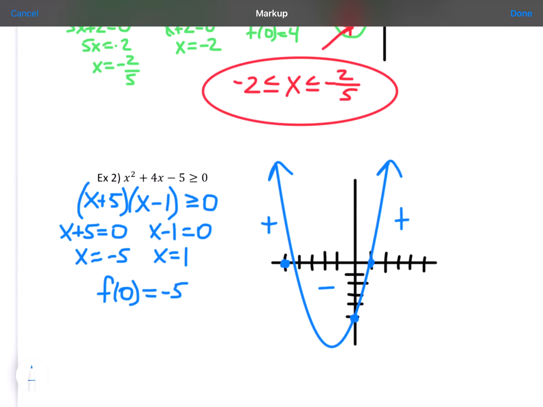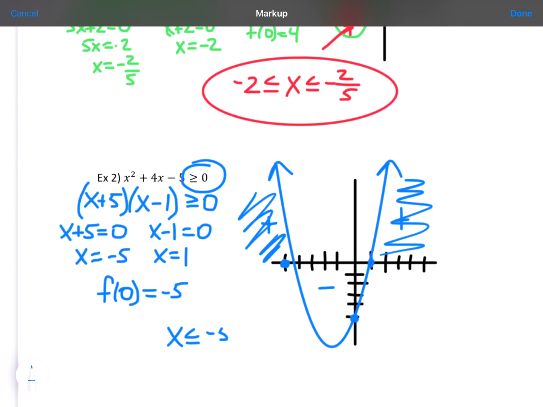All right, so here I know it's positive, negative, positive. And I'm looking for when the graph is positive because it's greater than or equal to 0. So that means I'm looking for these areas here and here. So when I'm writing out my answer, I know it's positive. It starts from negative infinity and is positive all the way until I get to negative 5. So I would say x is less than or equal to negative 5. Or I also know once I hit 1, it's positive the rest of the way. Or x is greater than or equal to 1.